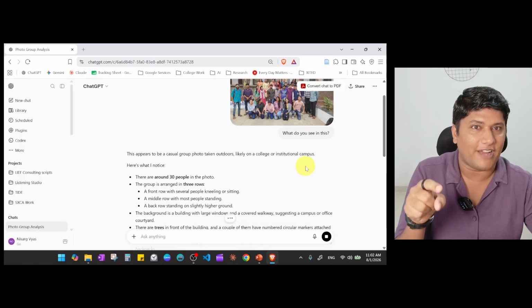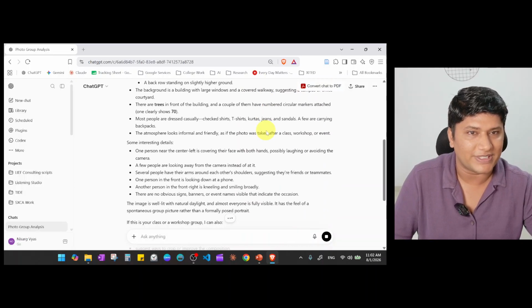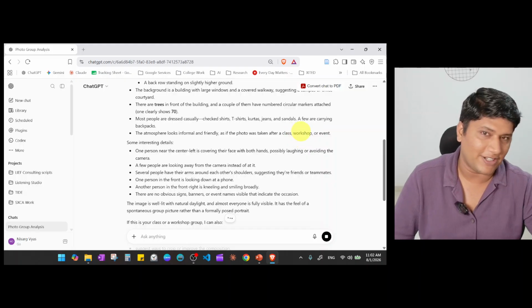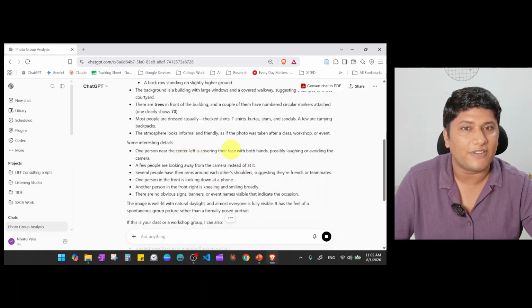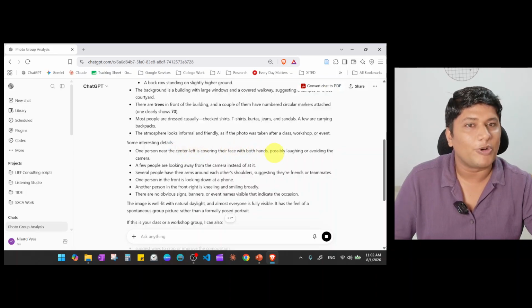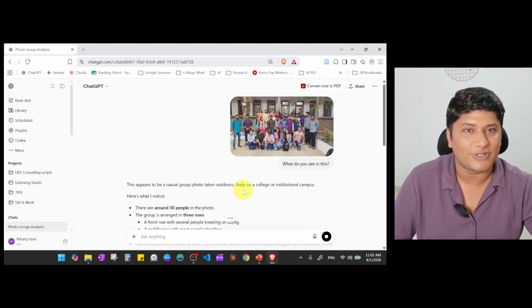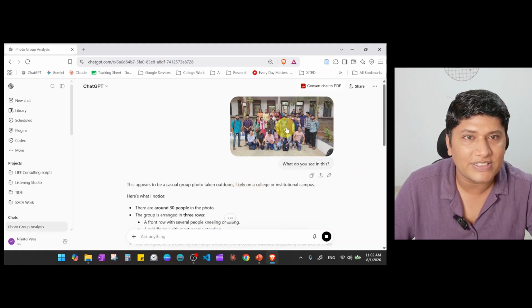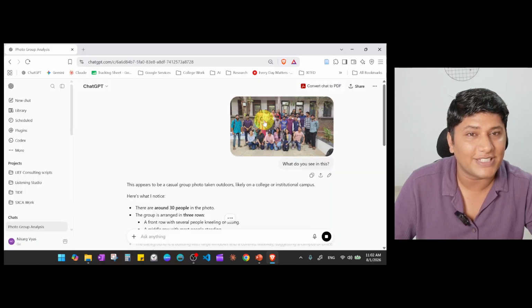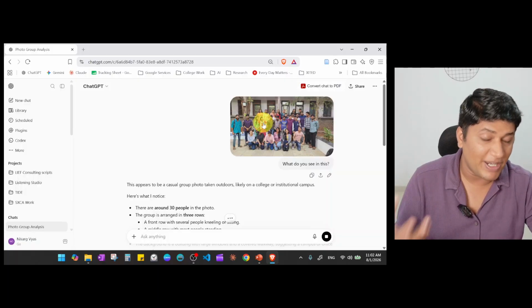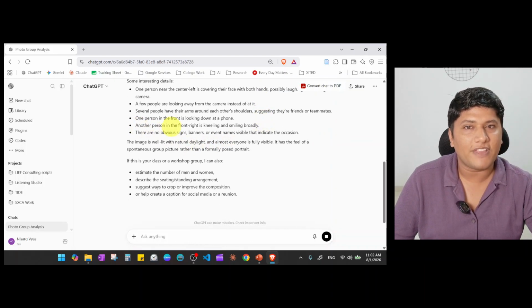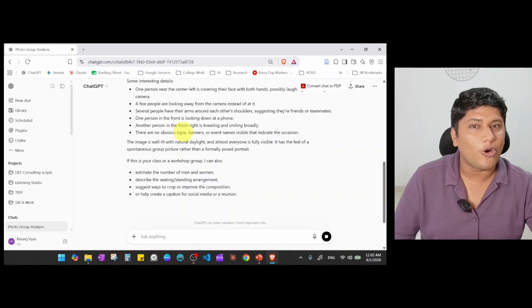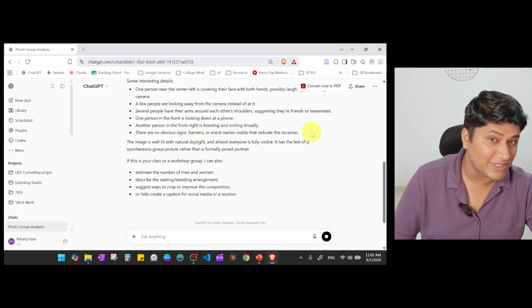Actually, this photo was taken after a workshop that I was taking in Pune University. So this is after a workshop. Some interesting detail: one person near the center left is covering their face with both hands, possibly laughing or avoiding the camera. So there is one person who is covering their face with both hands. That person might be laughing, might be protecting themselves from the camera. Another person in front right is kneeling and smiling broadly. There are no obvious signs, banners, or event names visible in this occasion.